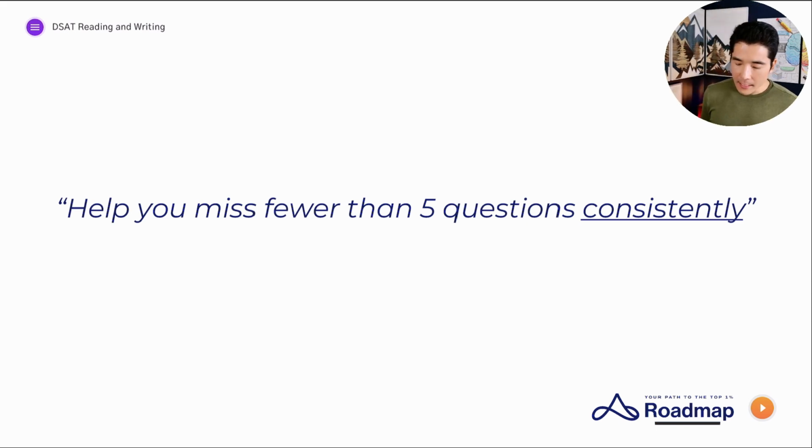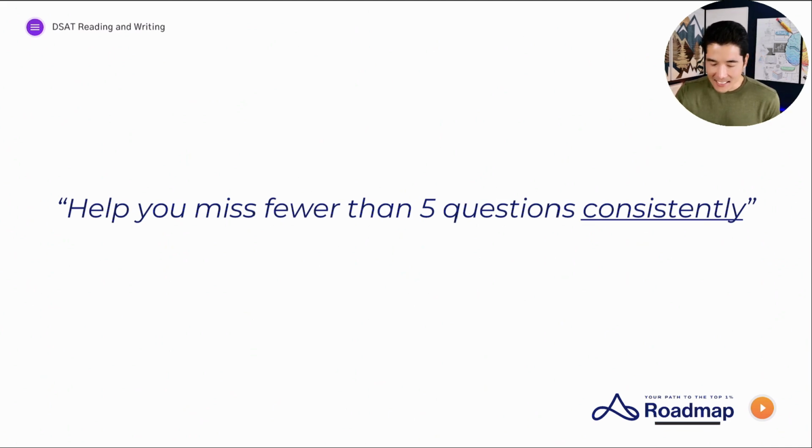And the reason that I make this goal to get fewer than 5 questions wrong consistently is because I found this to be the most reliable indicator of you getting a top score on a test. I've experimented with thousands of students, where in some semesters I'd have the goals to like, do your best, right? The goal to get like a 750? The goal to get like a 780 at least, right?